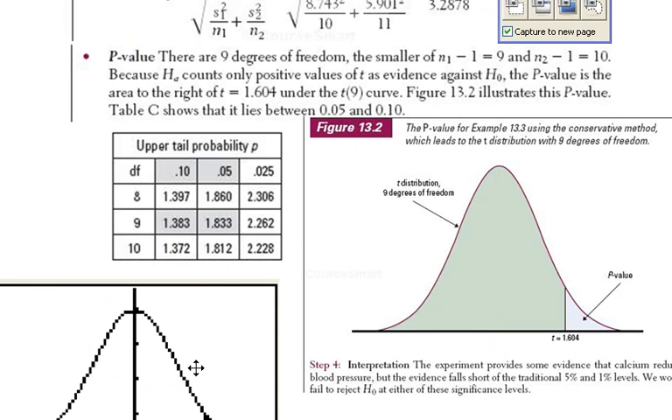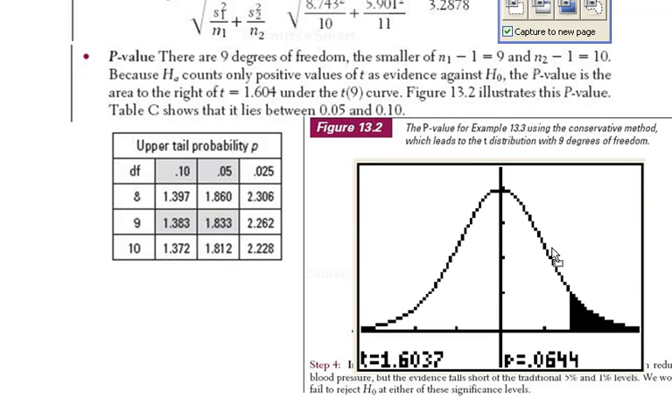So if I look at this image that's in the book compared to the image I have in the calculator, you can see I'm getting the same thing. And they talk about the table, which you should be familiar with. We're going to use degrees of freedom 9 because that is the smaller of the two. And you can see if I'm using the table that the t-statistic 1.6037 would be right in between here. So I would just use the higher tail area. And I could estimate, I know it's going to be between here, but I'm not sure.